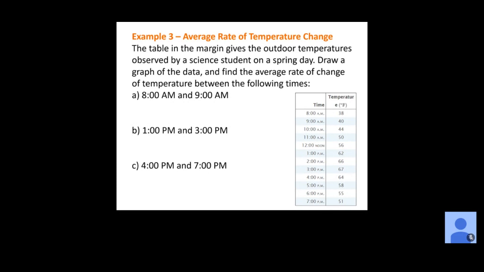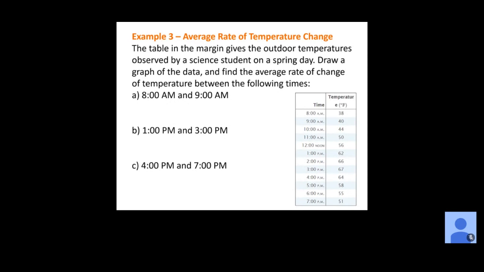All right, so let's take a look here at example 3. So this time, instead of giving us an actual function, we're given a table of values. Okay, so those are the values we're actually going to use here to solve these problems. So it says the table in the margin gives the outdoor temperatures observed by a science student on a spring day. First, it says to draw the graph.